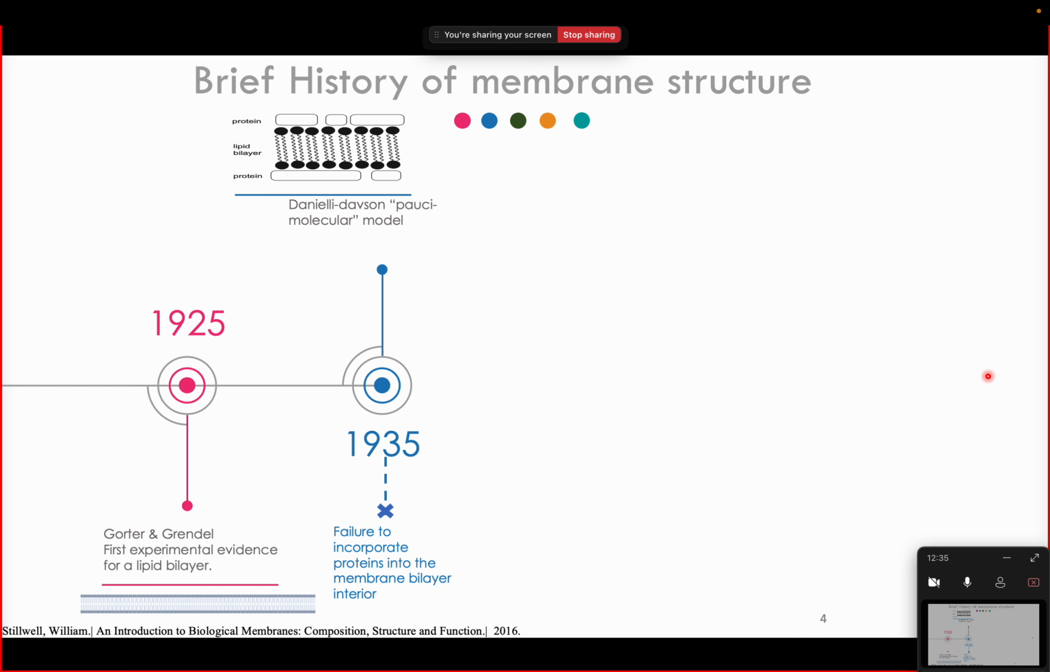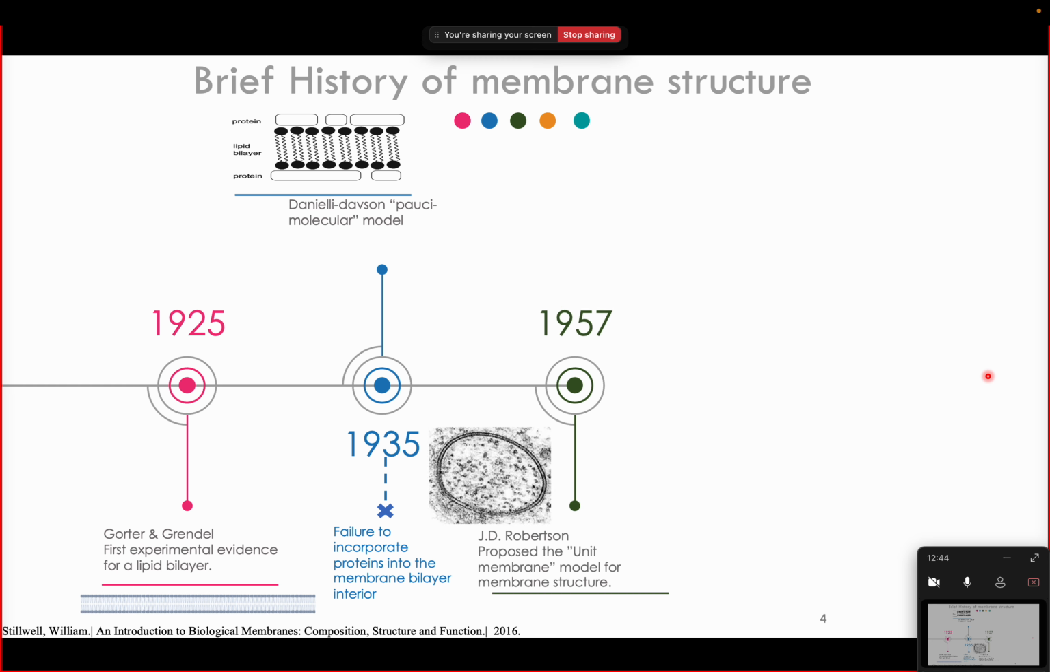Okay, then obviously you can see in the cartoon representation of the paucimolecular model that it is not true, because if it were true, it wouldn't be able to explain why there are proteins in the interior of a cell membrane, because now we know that proteins are also present inside the cell membrane, not only on the surface of the lipid bilayer.